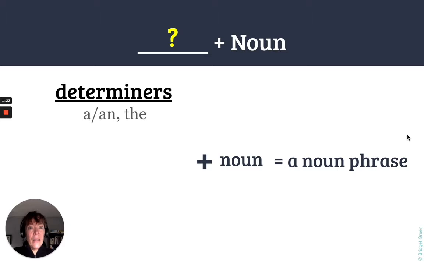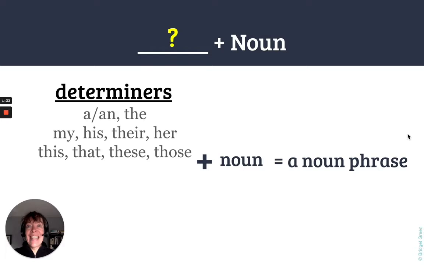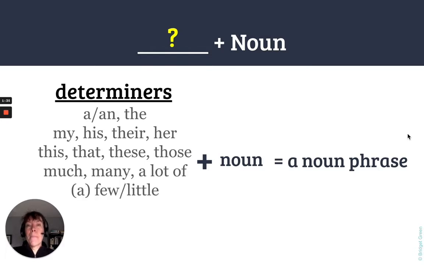So that's a, an, and the. Those are the articles. My, his, their, her. These are called possessives. Possessive means it's mine. Okay, and this, that, these, those. Much, many, a lot of, and also a few, or few, and a little, or little, some, and any. So we're going to talk about some of these today, when and where and how to use them.